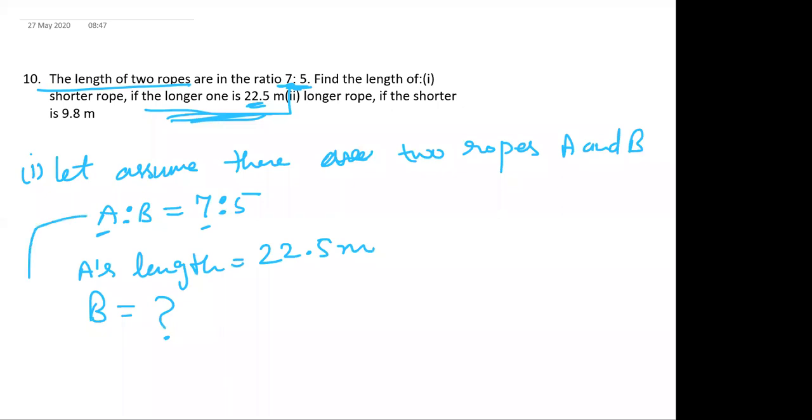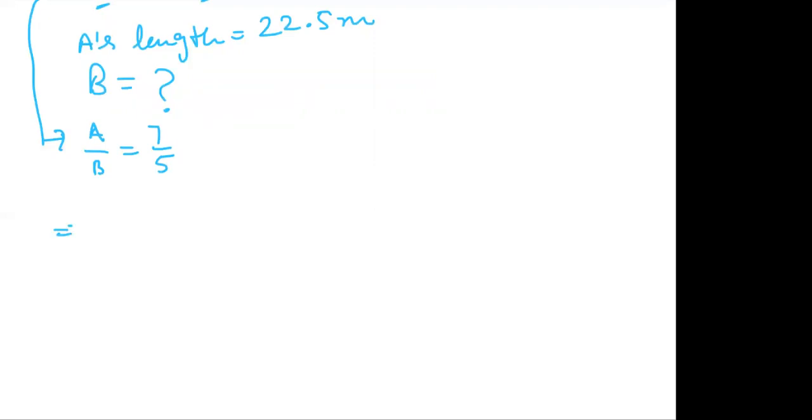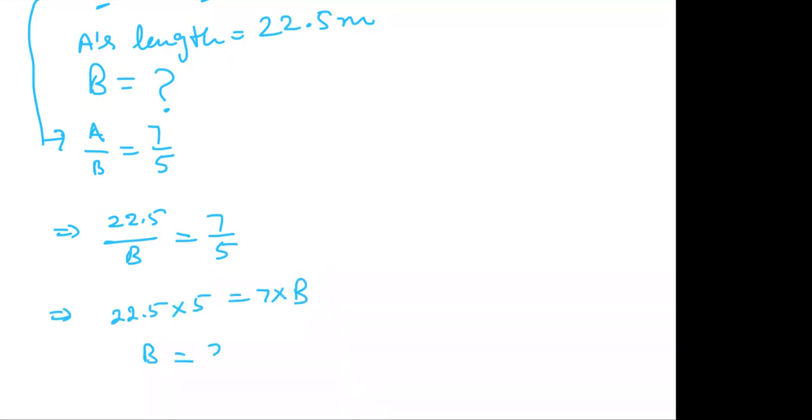So from this relation, can we write A upon B is equal to 7/5? Now, in place of A, write 22.5 upon B is equal to 7/5. Do cross multiply and find the value of B. So 22.5 into 5 is equal to 7 into B. So B is equal to 22.5 into 5/7. Remove the decimal and increase 0 here.